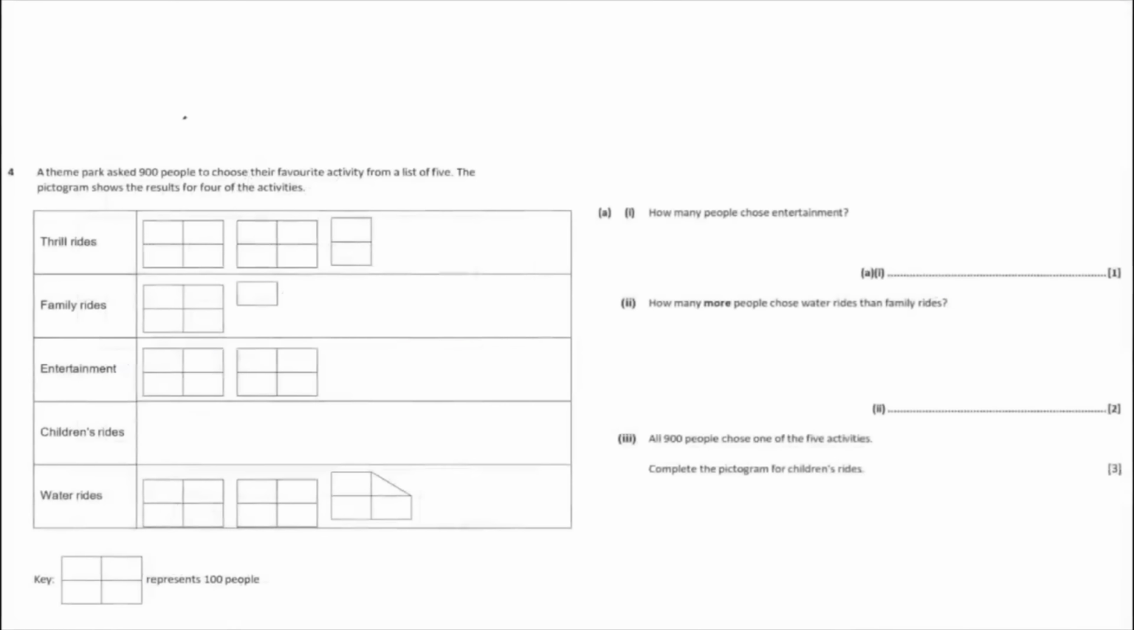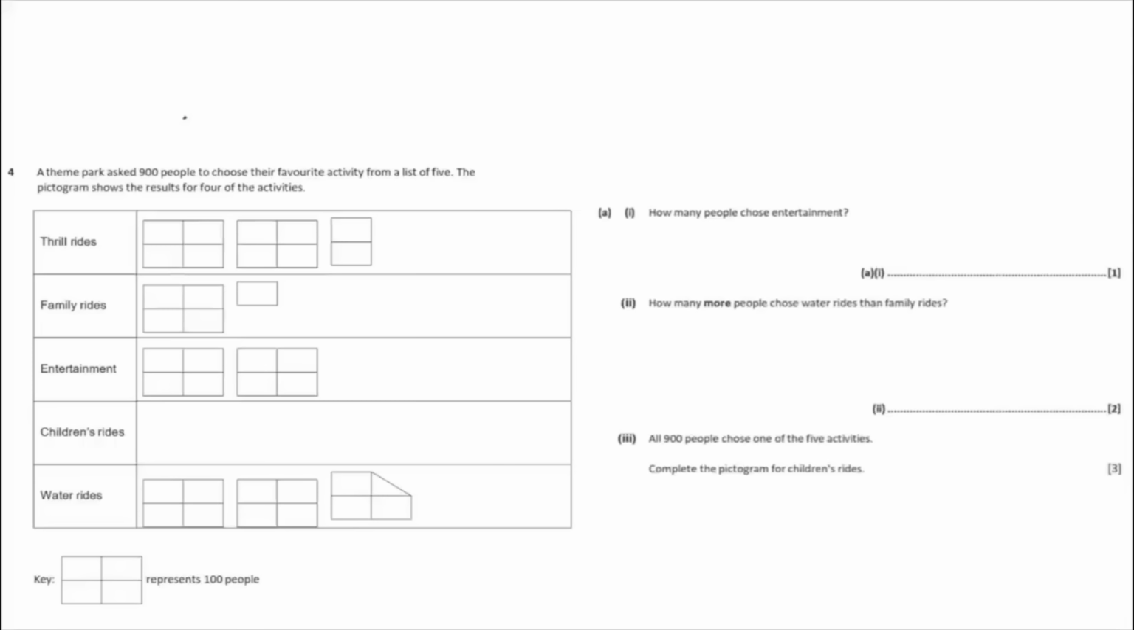Well, a theme park asked 900 people to choose their favourite activity from a list of 5. The pictogram shows the result for 4 of the activities. So we've got thrill rides, family rides, entertainment, children's rides, water rides. And we can see here that the key to this is that a little grid like this with 4 little cells represents 100 people.